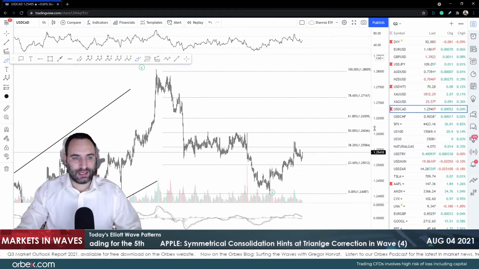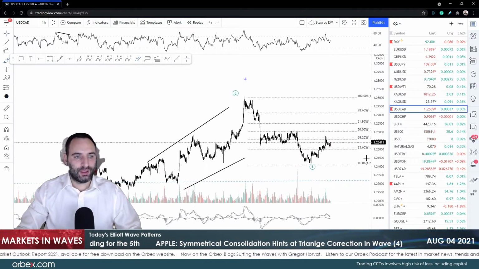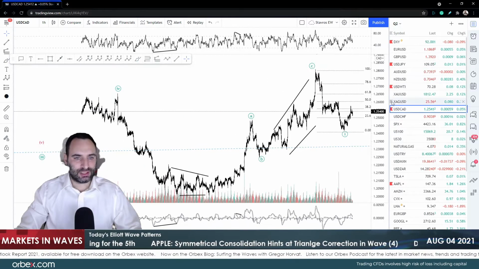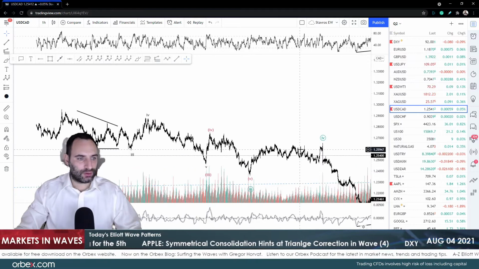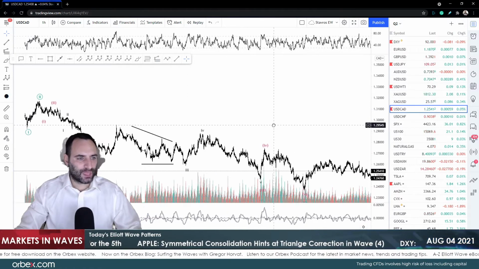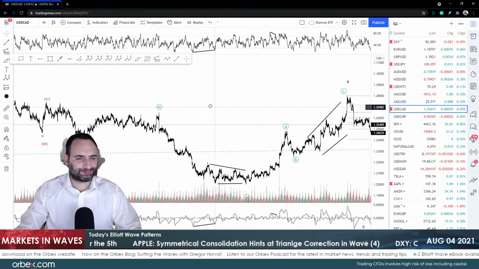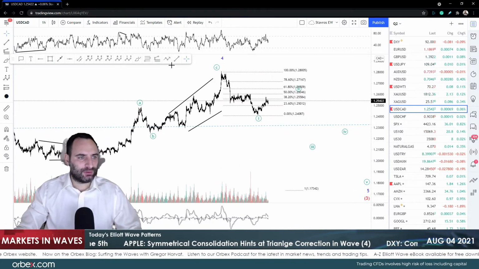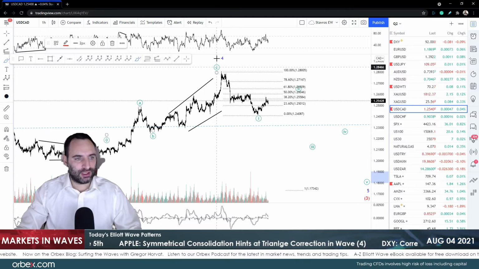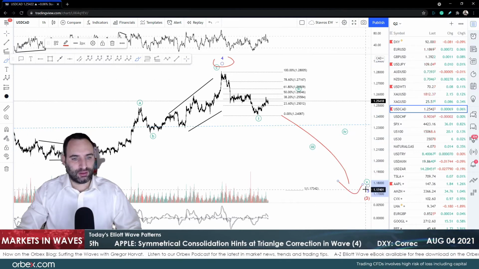So USDCAD next, guys. I must say that USDCAD took me a while to work around these sort of structures over here because they seem to have very unmatching corrections. But either case, I'm looking for, and you know that, I'm looking for 3, 4, and a move down in wave 5.